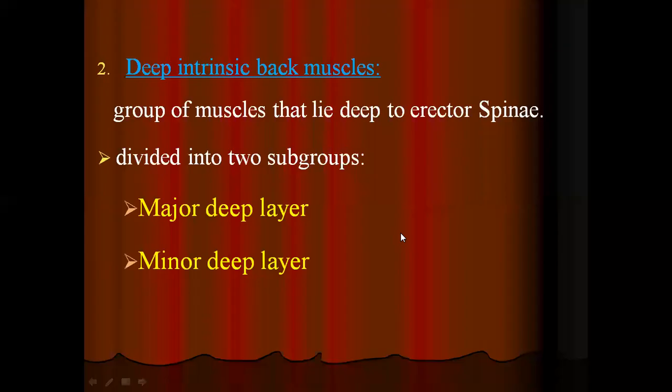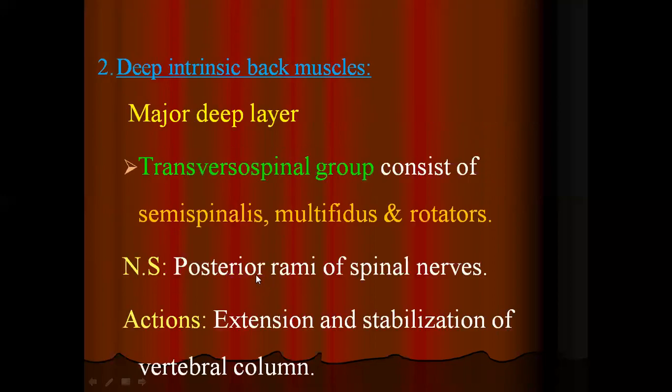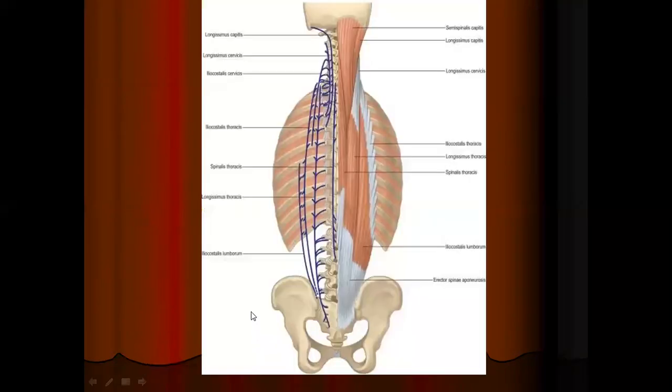Now, deep intrinsic back muscles are a group of muscles that lie deep to erector spinae. It is divided into two subgroups, major deep layer and minor deep layer. Major deep layer is the transversospinal group, which consists of semispinalis, multifidus, and rotators. Nerve supply comes from posterior rami of spinal nerves. Action, extension, and stabilization of the vertebral column.